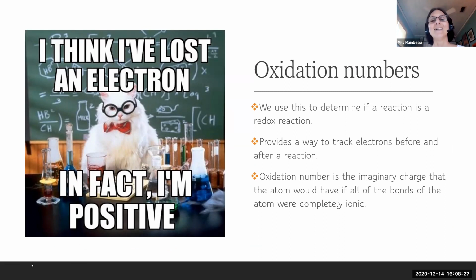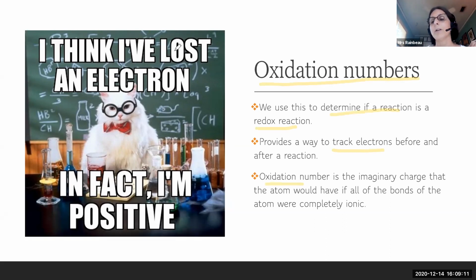So, welcome. Let's talk a little bit more about redox reactions. So what do we need to know? In redox reactions, there are some reactions that you cannot figure out if it's a redox reaction just by looking at it. And that's when we assign oxidation numbers. So we use this to determine if a reaction is a redox reaction. This is like the proof that it's a redox reaction. How it works is it provides a way for us to track electrons in the reactants and the products. So we look at the electrons in the reactants, we look at the electrons in the products, and we compare the change in the electrons. And if there's a change, it's a redox reaction.